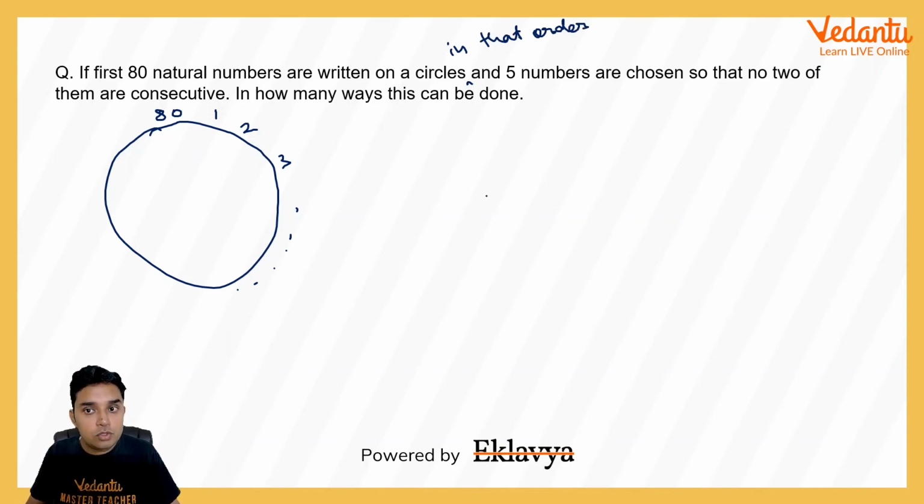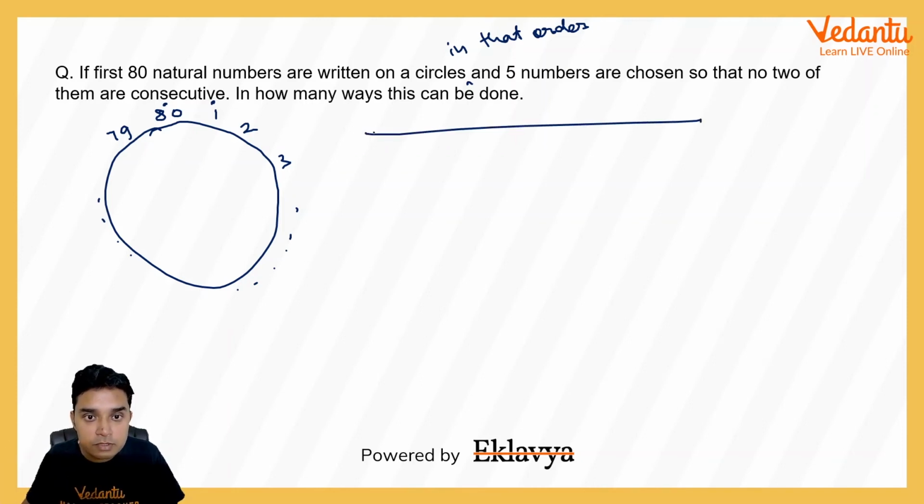And 5 are to be chosen so that no two of them are consecutive. So this is also similar to our previous question, only the problem here is that now 80 and 1 are consecutive. So you cannot choose 80 and 1 together. Suppose these numbers were written in a row: 1, 2, 3 and so on up to 80.